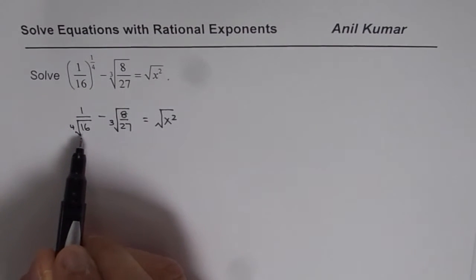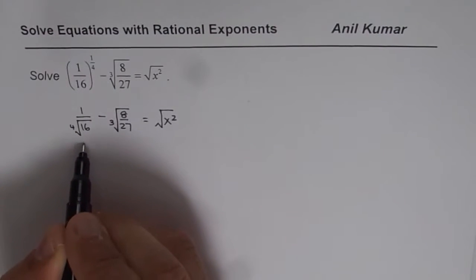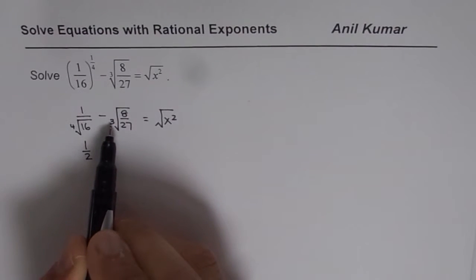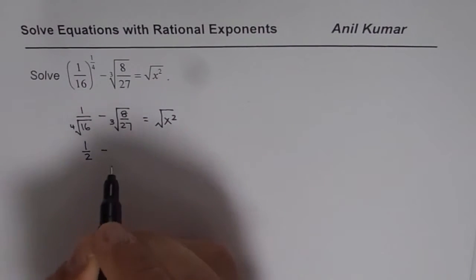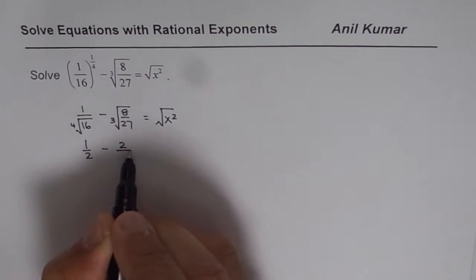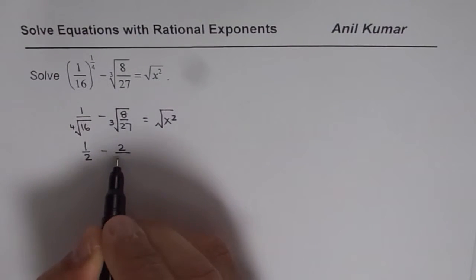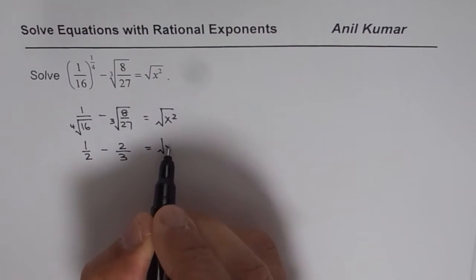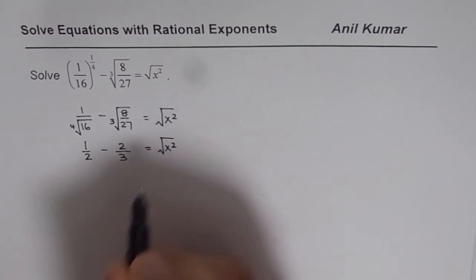Now you know fourth root of 16 is 2. So we get half here, minus cube root of 8, which is 2, so we get 2 in the numerator, and cube root of 27 is 3. That equals square root of x squared.